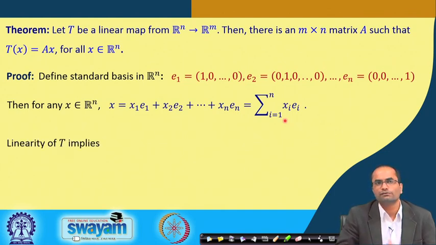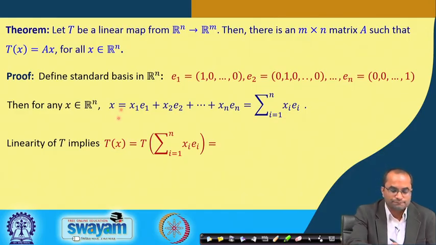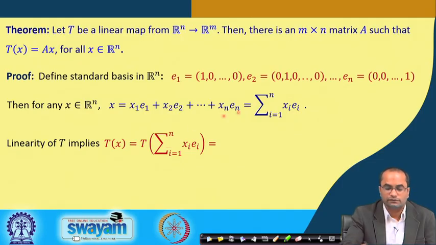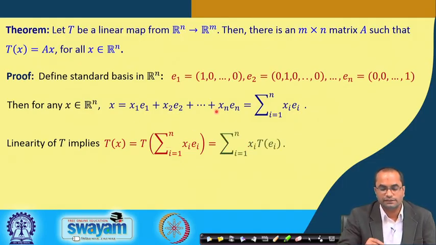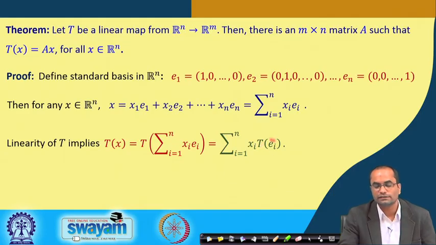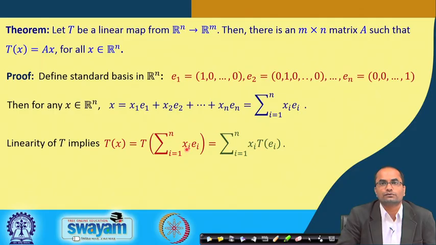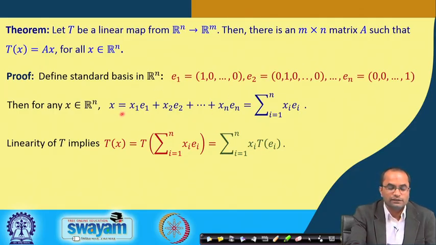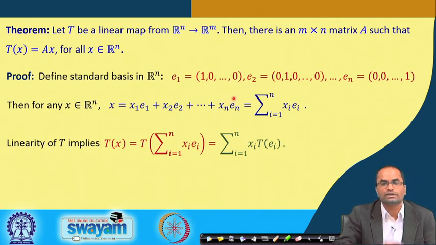So, this x, which is a general element in R^n, we have represented as a linear combination of those standard bases. Now if we apply this T, the linearity of T implies that T of x will be T of this summation, and we can apply T on each e_i, with i from 1 to n, because of the linearity. This is the linearity property: T of x_1 e_1 plus x_2 e_2 and so on will be x_1 into T e_1 plus x_2 into T e_2, and so on, plus x_n into T e_n.